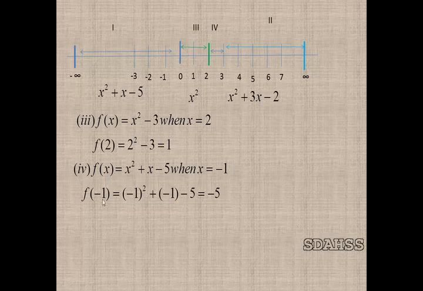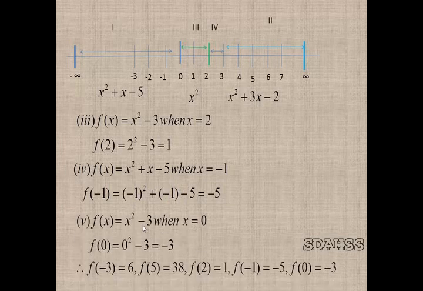Substitute x is equal to minus 1. So you have minus 1 whole square plus minus 1 minus 5. Minus 1 whole square means plus 1, here minus 1. Plus 1 minus 1 cancel. So you have minus 5. Fifth one, 0.